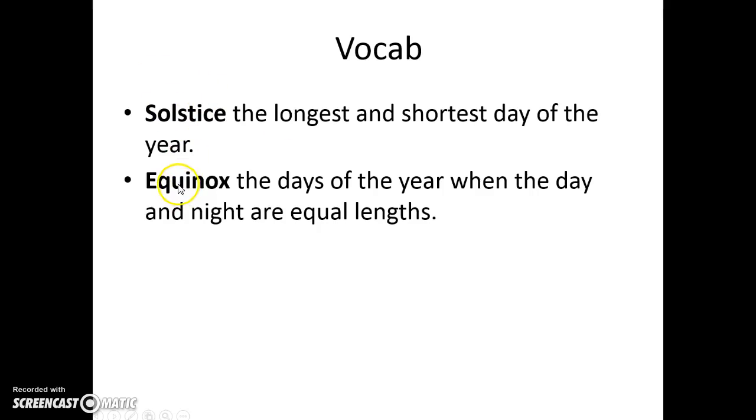The equinox, in contrast, are the days of the year when the day and the night are equal. So think equal nights, equinox. We just had the spring equinox last Friday on March 20th. Remember we had all that snow? That was the first day of spring, actually, because it was the spring equinox. We had equal length day and night, 12 hours of daylight, 12 hours of nighttime. Now the days are getting longer as we go towards the summer solstice, so perhaps the snow will finally go away.